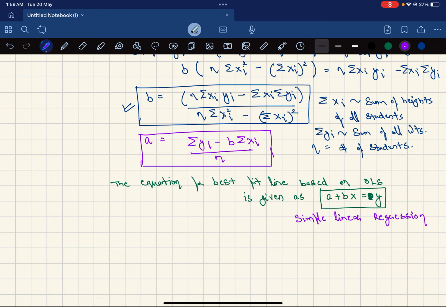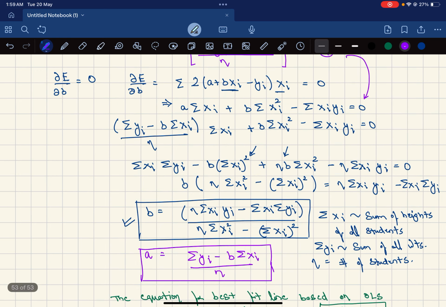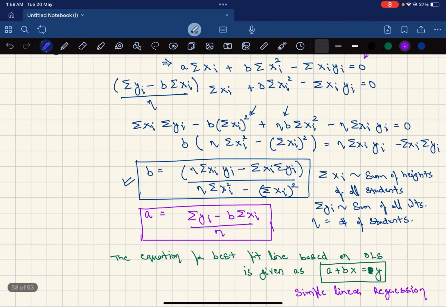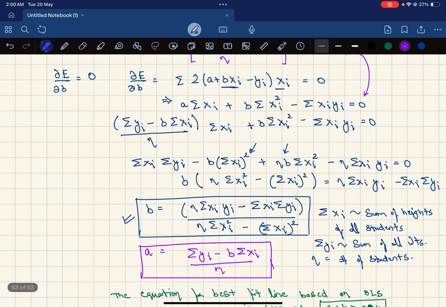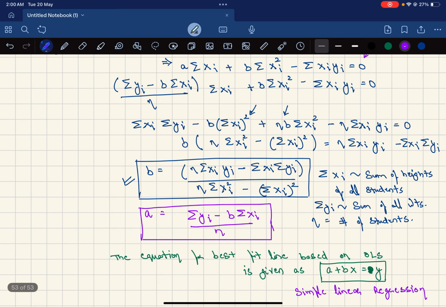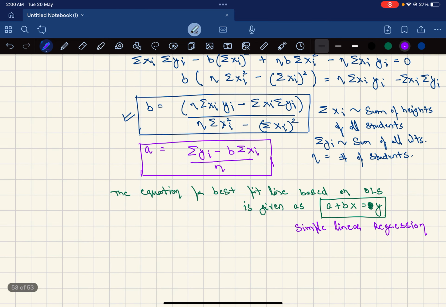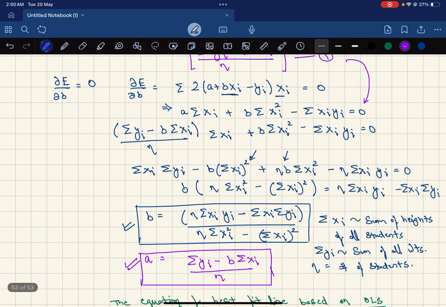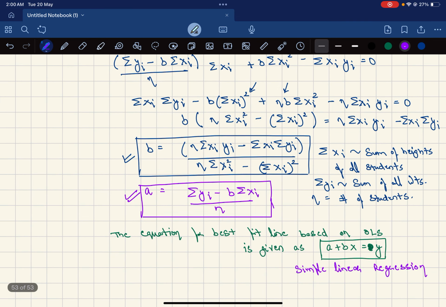So this is how we can use the partial derivatives and equate them to 0 to get the critical points to minimize the total loss function. And the loss function in this case is defined as the sum of the square of all errors for the endpoints. And this is how we can get the required intercept a and slope b to get the best fit line. So this is one of the applications of partial derivatives directly shown in a machine learning algorithm.